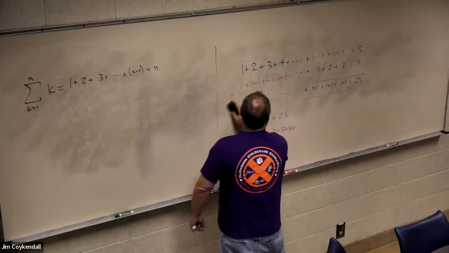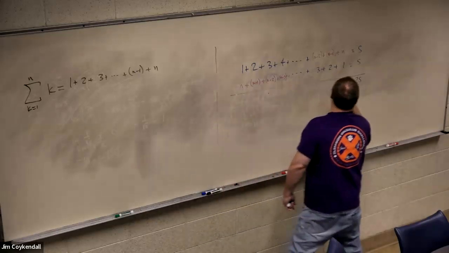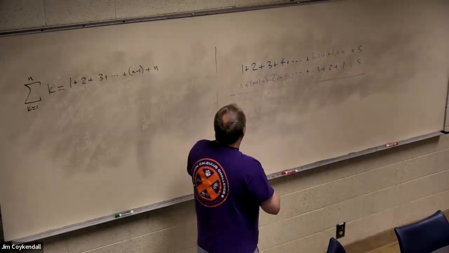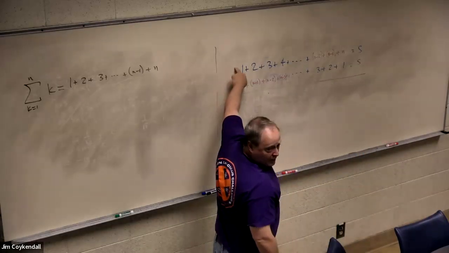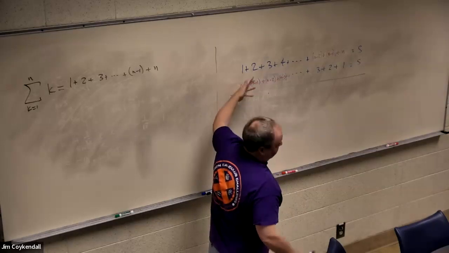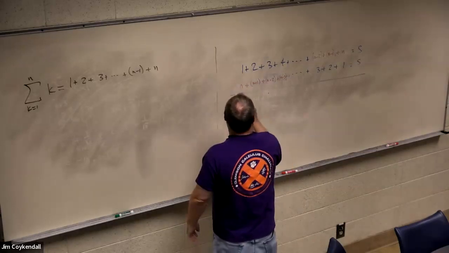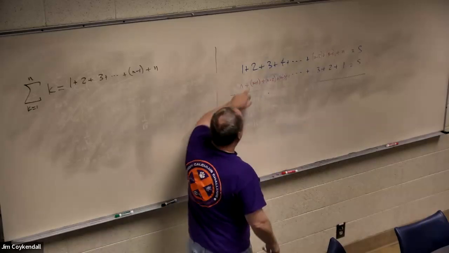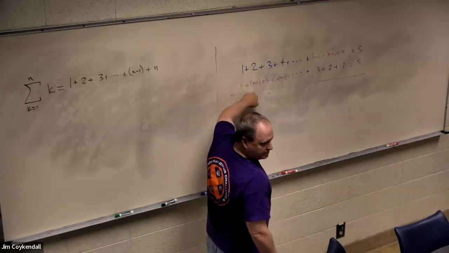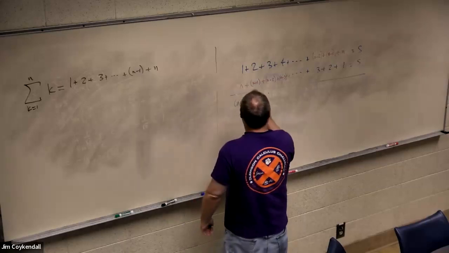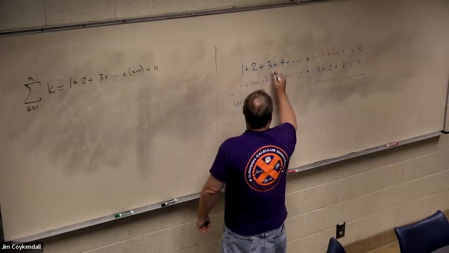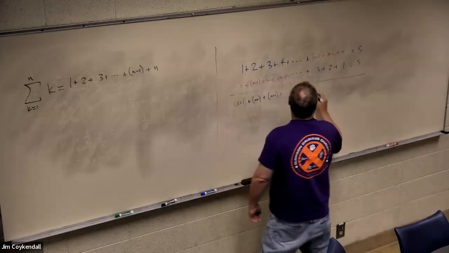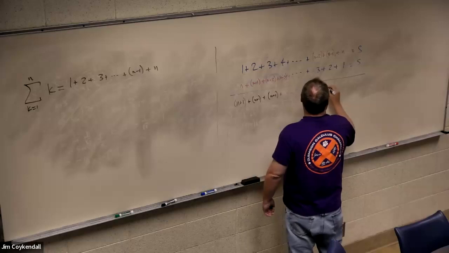Let's get our own formula. Let's do the same thing that we did last time. Add the columns. What's 1 and n? n plus 1, right? What's 2 added to n minus 1? n plus 1. 3 and n minus 2, n plus 1. All these add up to n plus 1.